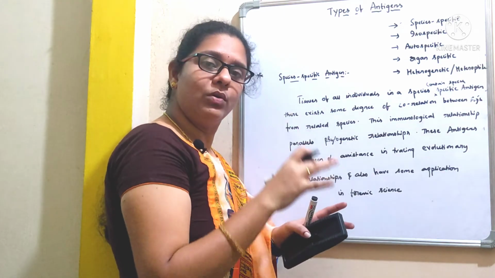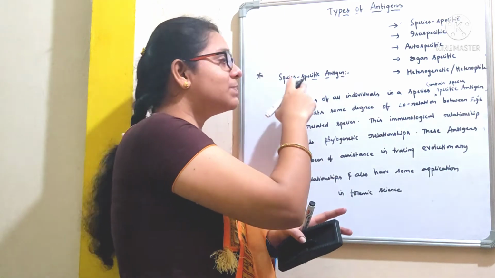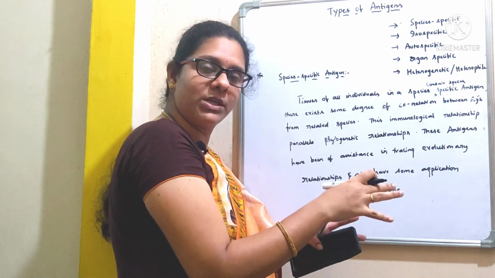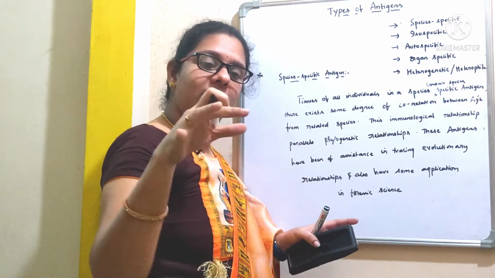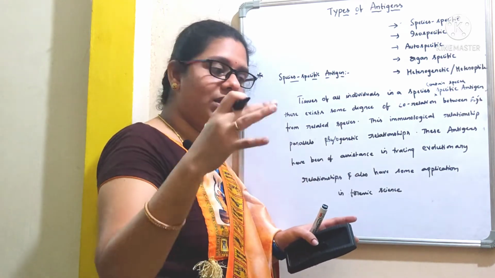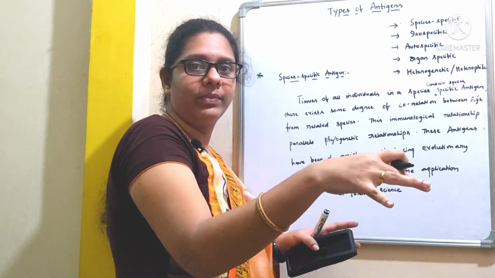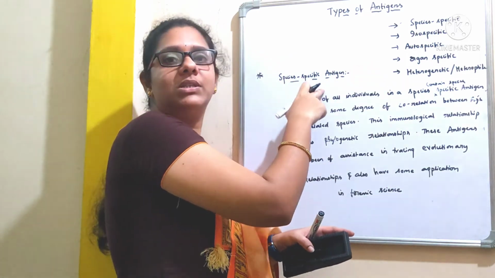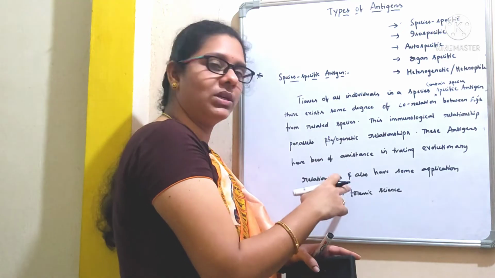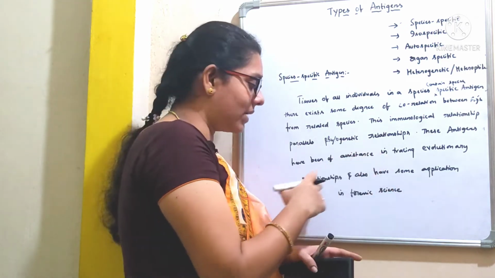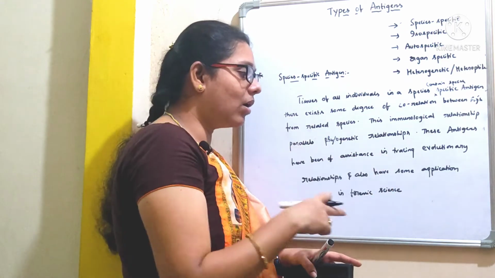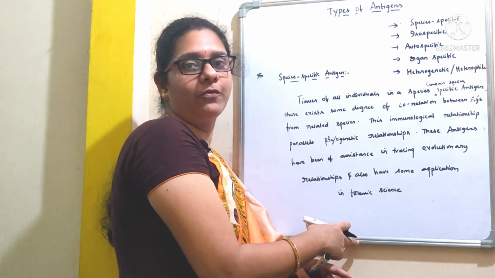If we come to know the presence of this species-specific antigen in so and so species, and if we identify a new species, we can relate whether it belongs to this group or not, based on the presence of these species-specific antigens. That is what I mentioned. It is useful in tracing evolutionary relationships and also has some applications in the field of forensics.